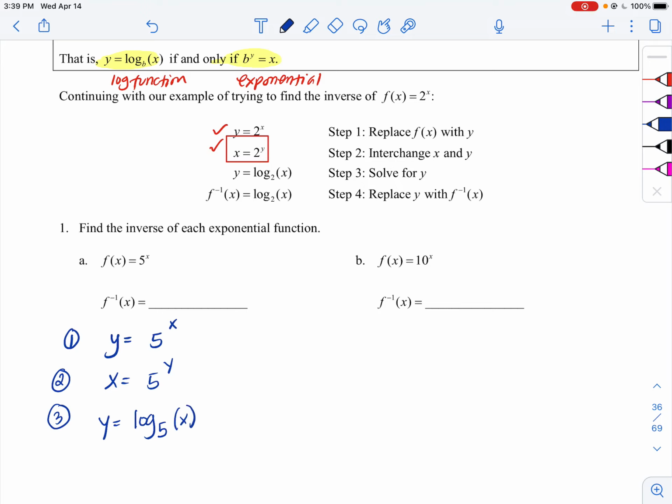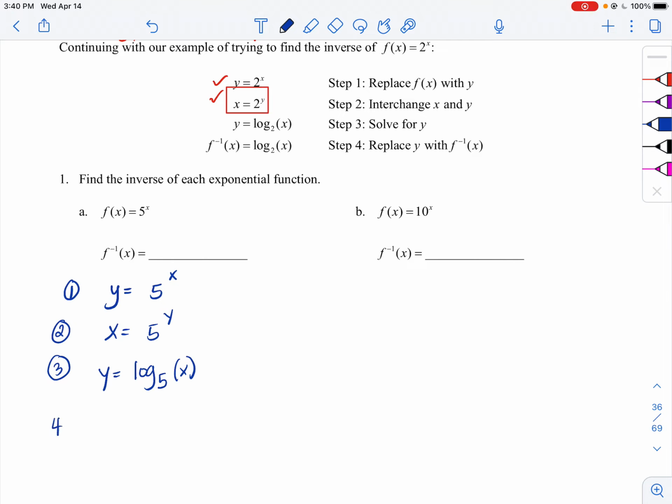Okay? So as easy as that, we now have the inverse of the function f of x equals 5 to the power of x. Okay? And then step 4 is we're going to replace y with f inverse of x. And then, of course, it's going to be the same thing.